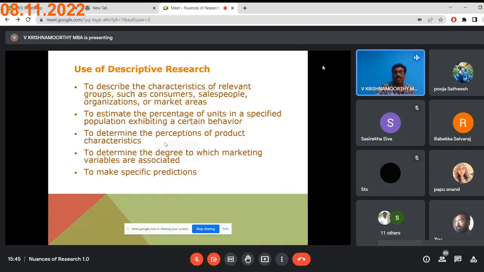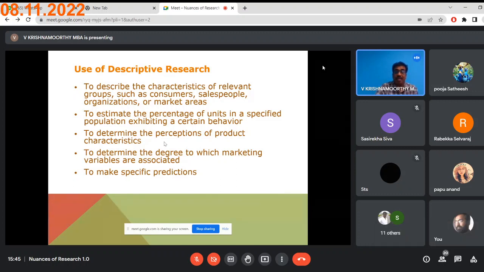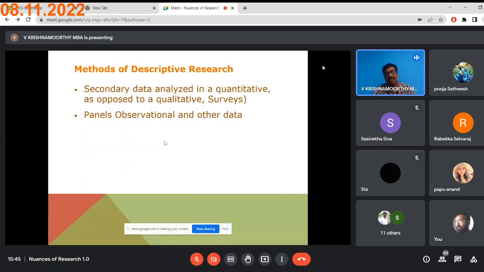Actually, descriptive research describes characteristics of groups or consumers. Groups in the sense it could be consumers, salespersons, or organizations. Plus, it determines the perception of the product or characteristics. It determines the degree to which marketing variables are associated. What are the data collection methods for descriptive research? You can collect secondary data. You can analyze the secondary data in a qualitative as well as quantitative way. Plus, you can also collect data from panel observations.